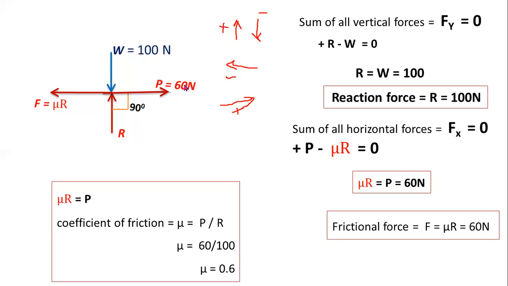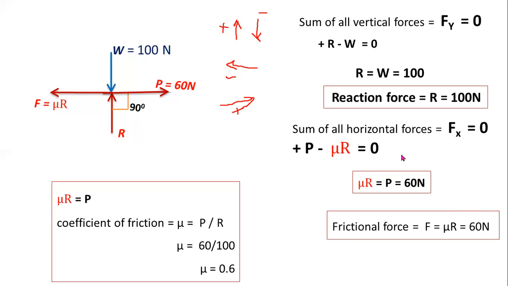Now here P equals 60 newtons and R equals 100 newtons. So 60 by 100, mu equals 0.6. This is the value of the coefficient of friction. Already we know that the coefficient of friction has no units.